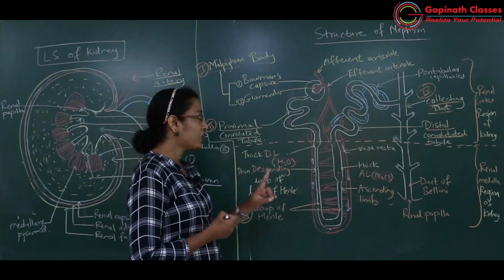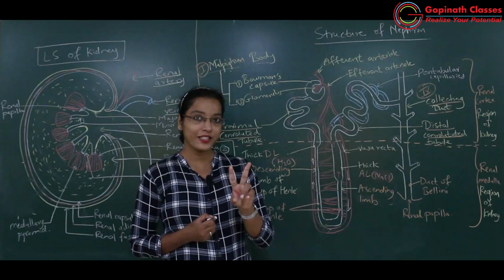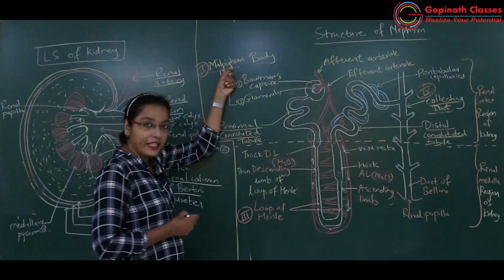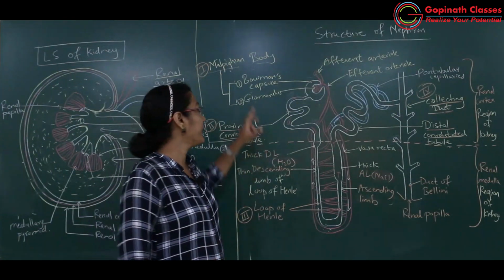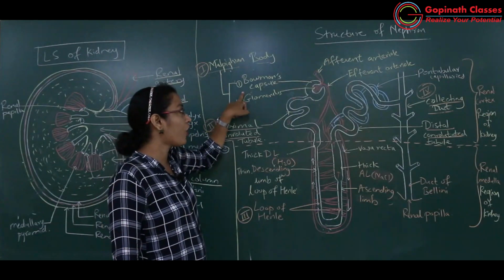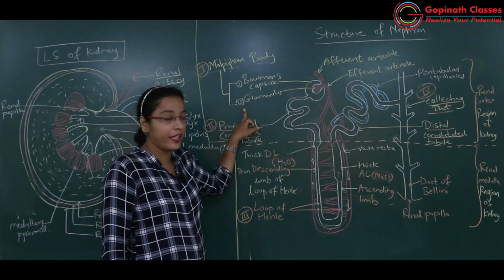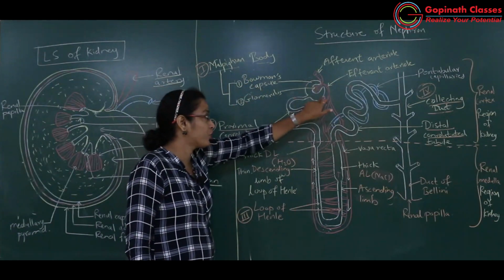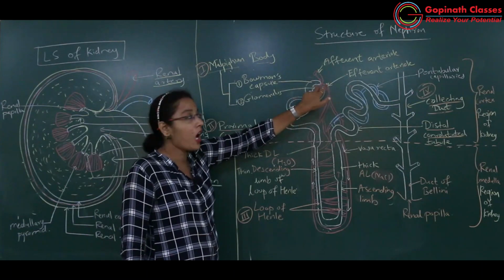Okay, which are the two parts we have studied of the nephron? The nephron consists of the Malpighian body and the renal tubule. The Malpighian body consists of Bowman's capsule and glomerulus. Bowman's capsule is a cup-shaped structure, and glomerulus is a network of blood capillaries. How are they formed?